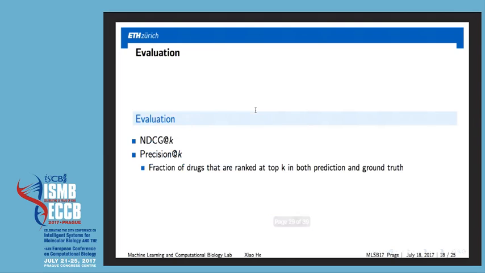For evaluation, we use 2 metrics. The first one is called NDCG. This is what we optimized. The other one is precision at K. So we only consider the top K predictions. If you recommend 10 drugs, or 5 drugs, then you go to the ground truth and also pick the top 5 drugs, and you compute the overlap between these 2 sets, and you compute the precision based on that. And NDCG is also computed on the top K ranked drugs.